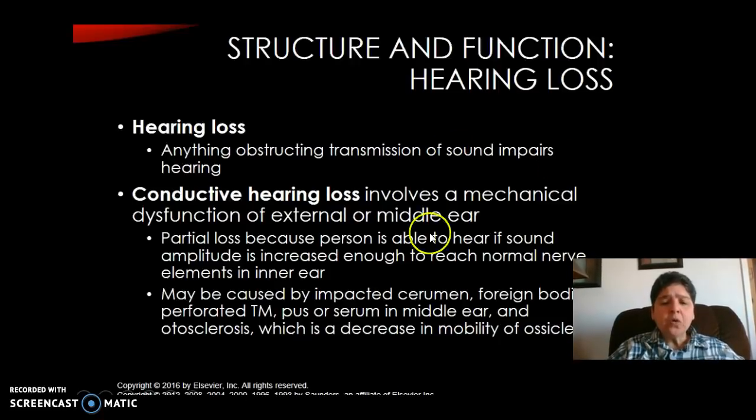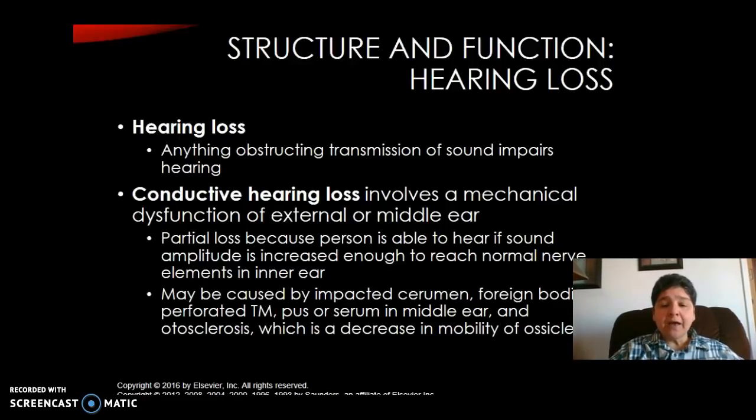So a conductive hearing loss involves a mechanical dysfunction of the external or the middle ear. So something is physically injuring or impairing that external or middle ear. It's a partial hearing loss because the person can still hear if the sound amplitude is increased enough. This could be caused by impacted cerumen, which is earwax blocking the ear canal. Foreign bodies, as we talked about. It also can be caused by a ruptured or perforated tympanic membrane. Sometimes there's pus or serous fluid that's trapped in the middle ear and it's unable to drain out.